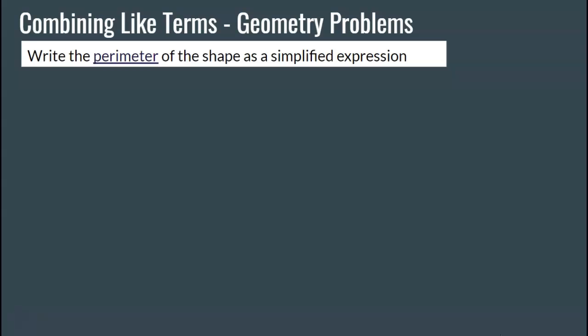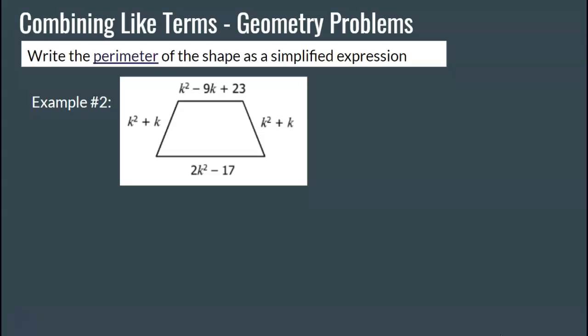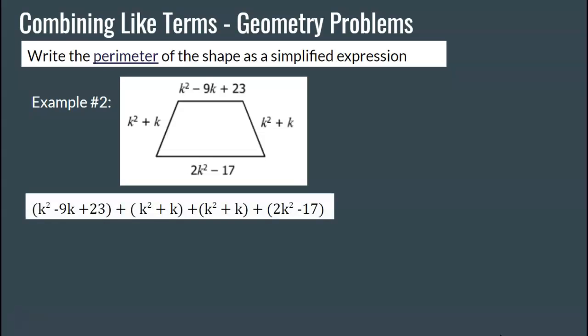One more example with geometry. Now I've got a trapezoid, 4 sides, so I have to add up the expressions on all 4 sides. This can be tricky because there are so many pieces. I see that there are k squareds, so we want to keep those together and count those. There are k's, we want to count all the k terms, and then there are constants we want to count. So this is messy looking, but this is what the addition looks like for all 4 of the sides.